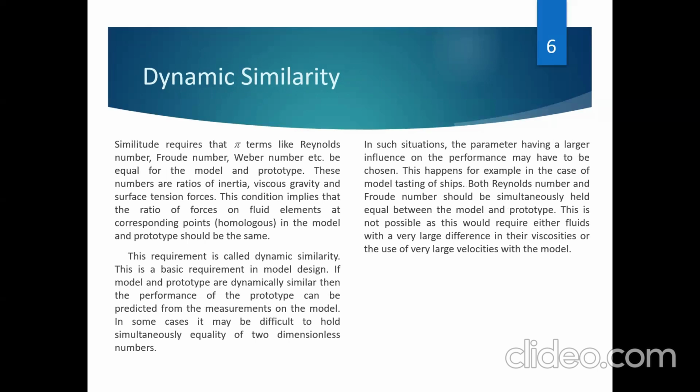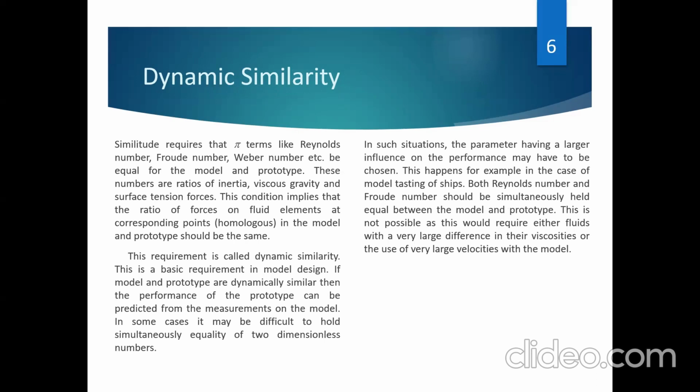So, similitude requires that pi terms like Reynolds number, Prandtl number, Weber number, etc. be equal for the model and prototype. Yung mga formula niyan, so later na. These numbers are ratios of inertia, viscous, gravity, and surface tension. This condition implies that the ratio of the forces on fluid element at corresponding points homologous in the model and prototype should be the same. This requirement is called dynamic similarity.